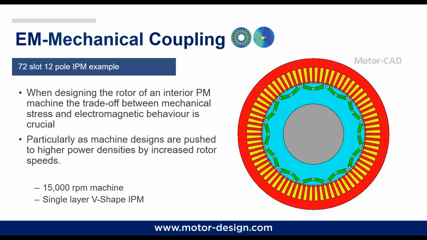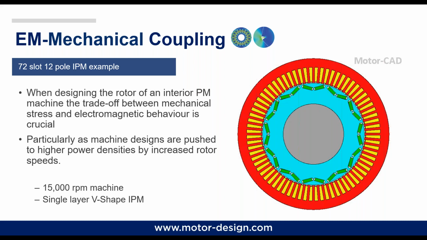But there is still something missing. In this final example, I want to bring in the mechanical analysis as well. As people generally know, designing the rotor of an IPM machine is basically a trade-off between mechanical stress and electromagnetic behavior. And it is pretty crucial, in particular when we try to push the machine design to higher power density, increasing, for example, the rotor speed.